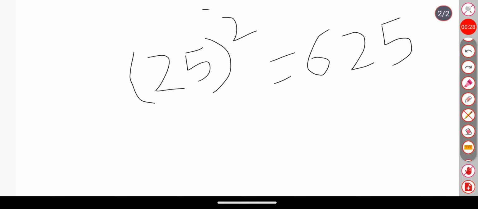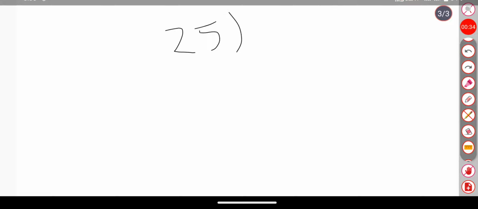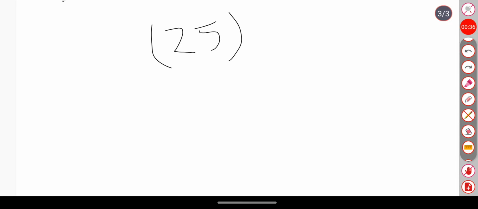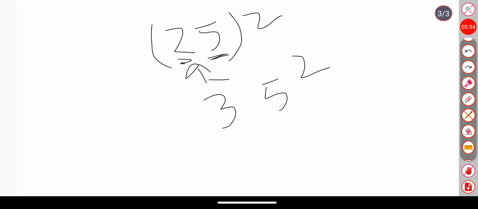But we can solve this problem by using one shortcut. So what is our shortcut? The shortcut for 25 square is, what you have to do is, you just have to take this last number, that is 5, and square it, and you will have to take this first number preceding. So what is the first number preceding? The number 3.